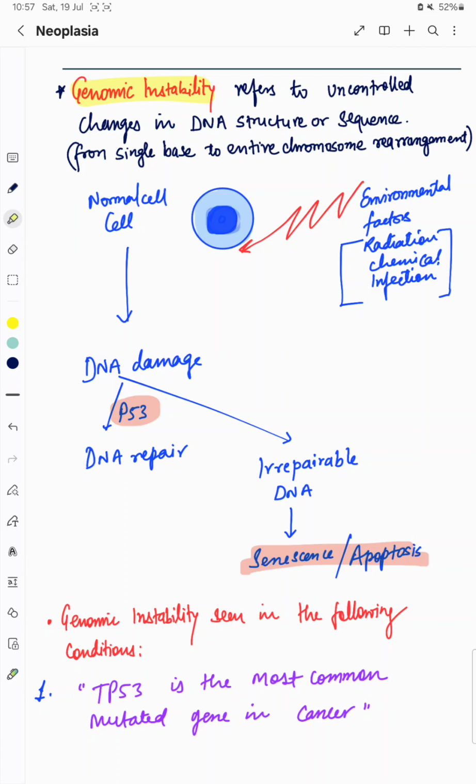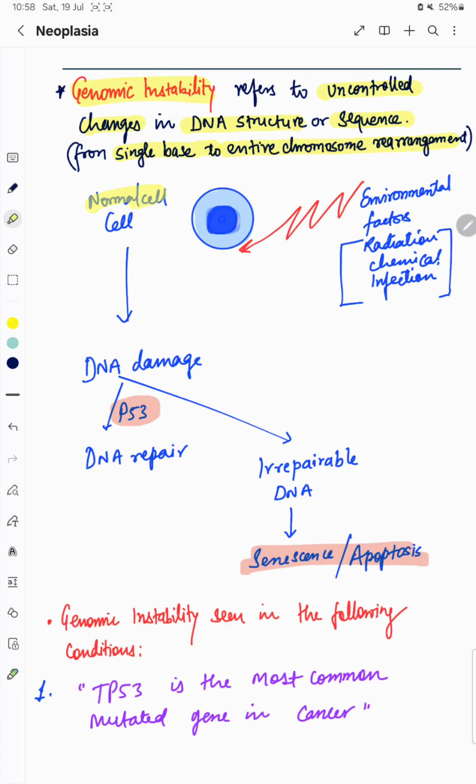Now let's discuss genomic instability. By definition, genomic instability refers to uncontrolled changes in DNA structure or sequence, from a single base to entire chromosome rearrangement. It can vary from a single base to entire chromosome rearrangement.